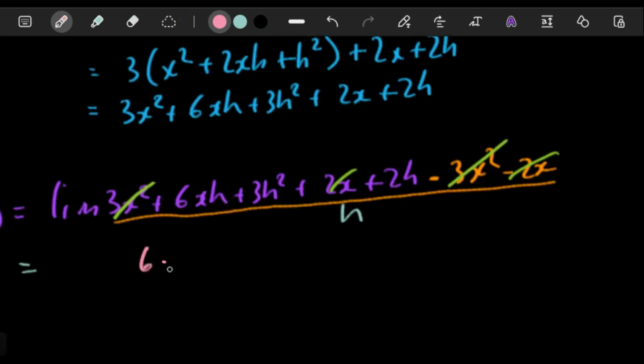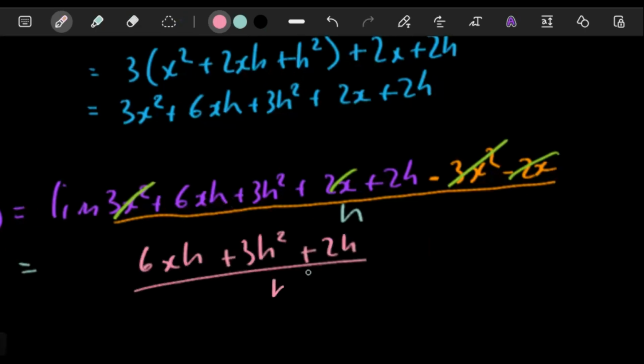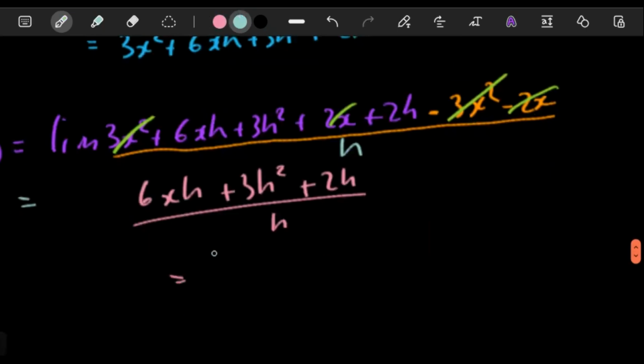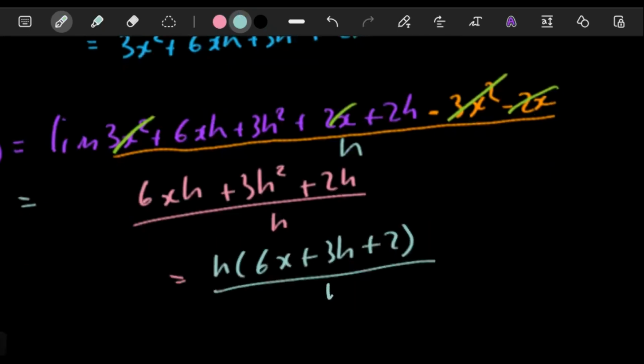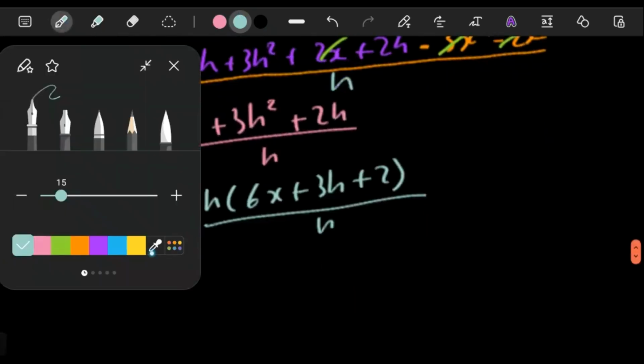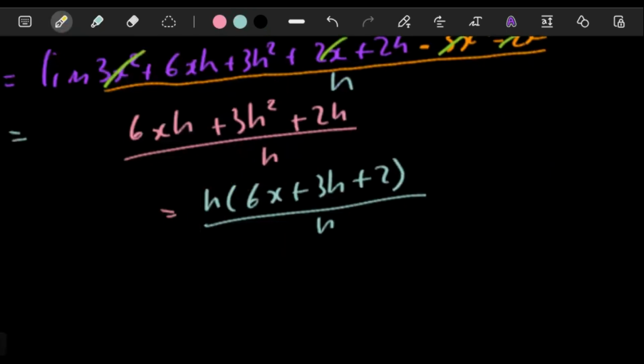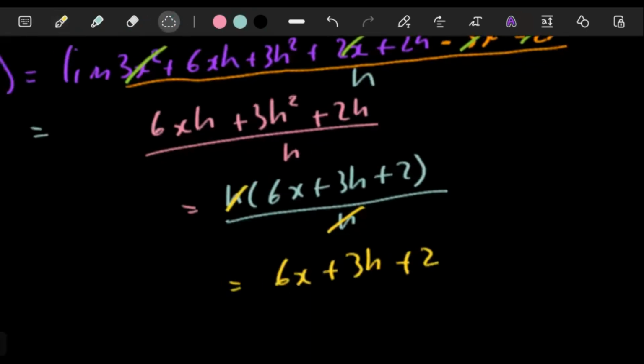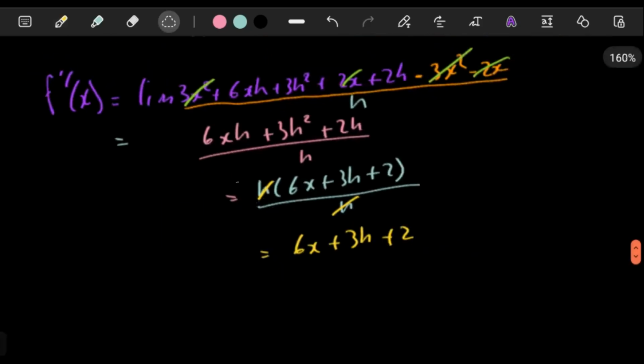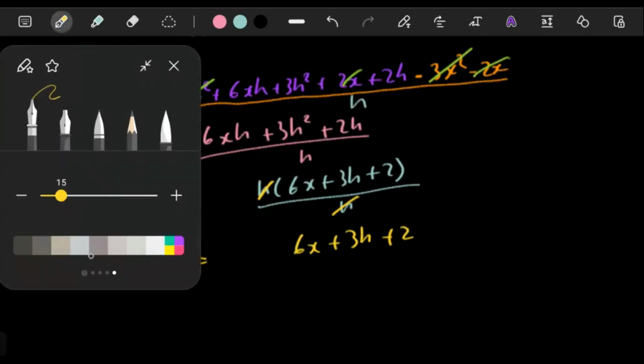What's left is 6xh plus 3h squared plus 2h, over h, right? If you remove h as a common factor, you can divide by h. Dividing by h, you're going to have 6x plus 3h plus 2. Oh, I keep forgetting the whole limit thing. So let me not forget it. Let me put the limit. So let's do it right.